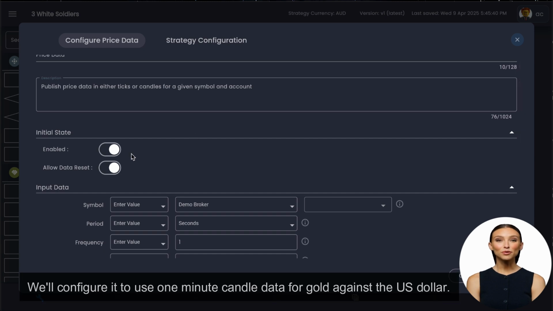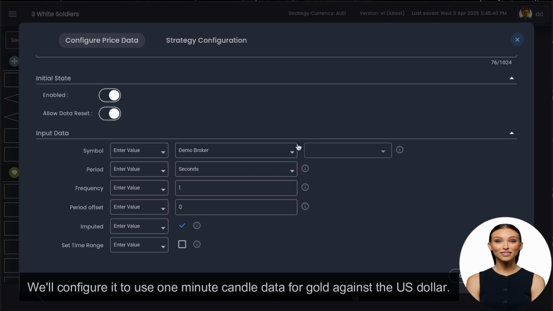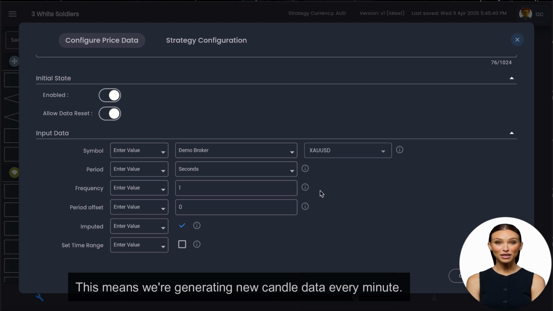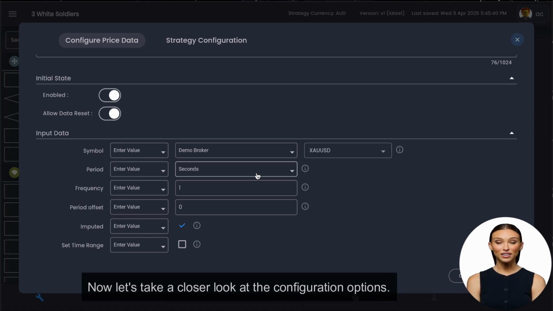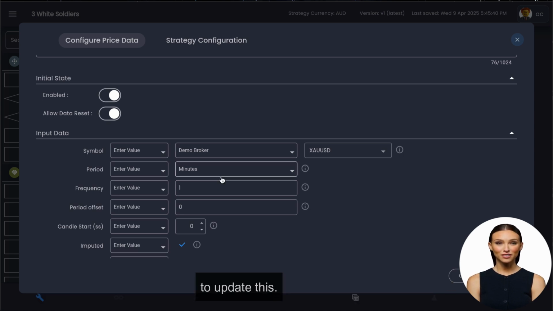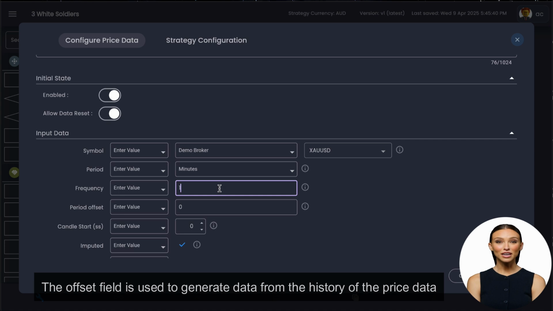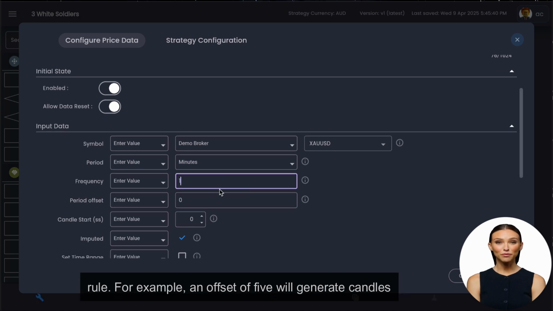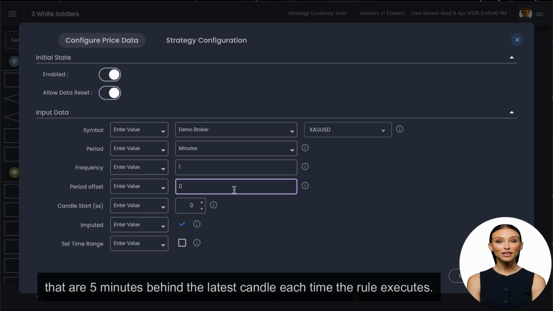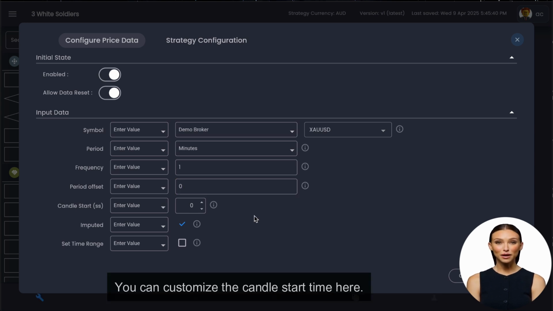We'll configure it to use 1-minute candle data for gold against the US dollar. This means we're generating new candle data every minute. Now let's take a closer look at the configuration options. I will set the period to minute, and the frequency is already 1, so I do not need to update this. The offset field is used to generate data from the history of the price data rule. For example, an offset of 5 will generate candles that are 5 mins behind the latest candle each time the rule executes.